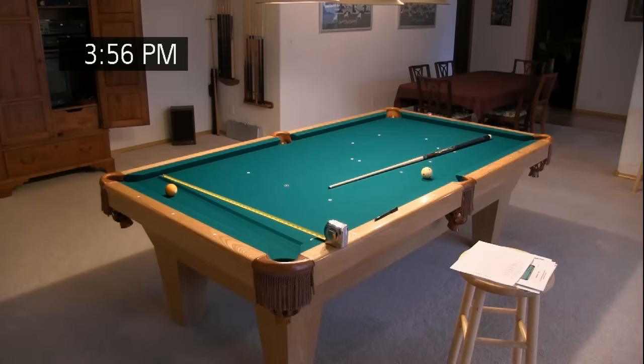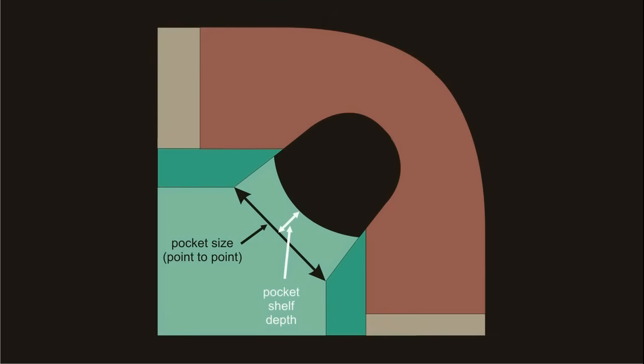Before beginning the video recording, lay out a tape measure as shown here with the end directly under the cushion nose and the base resting on the other rail. You also need to record 2 pocket dimensions, the point-to-point throat width and the shelf depth. Notice how the shelf depth is measured from the point-to-point line to the center of the pocket opening rim.